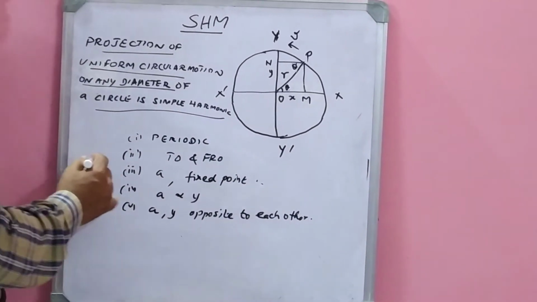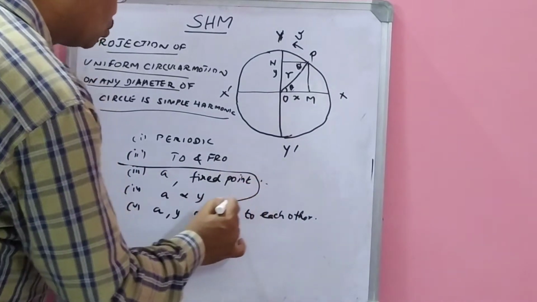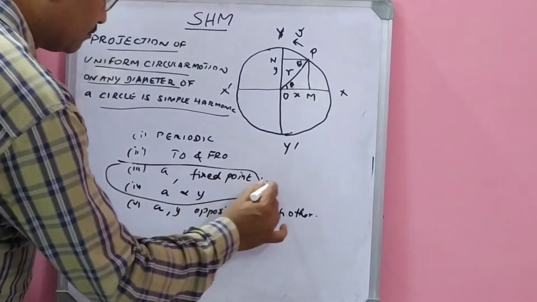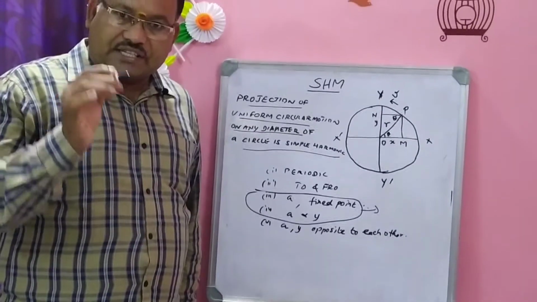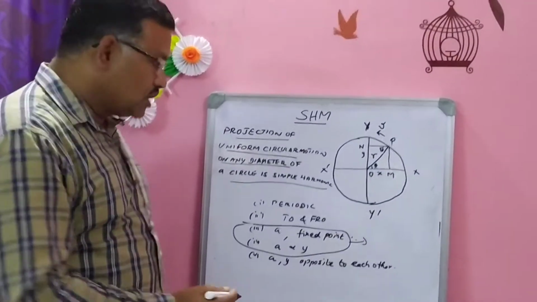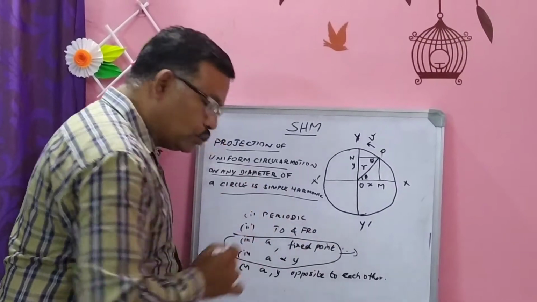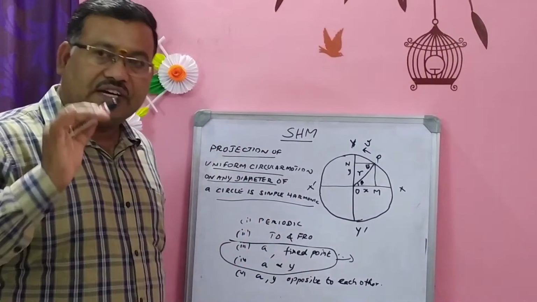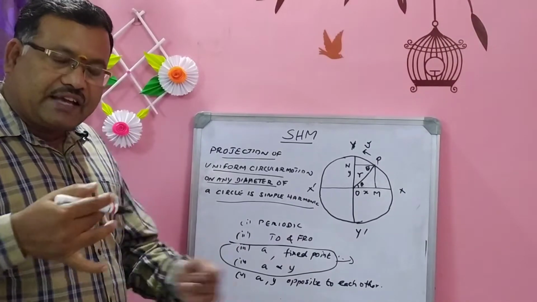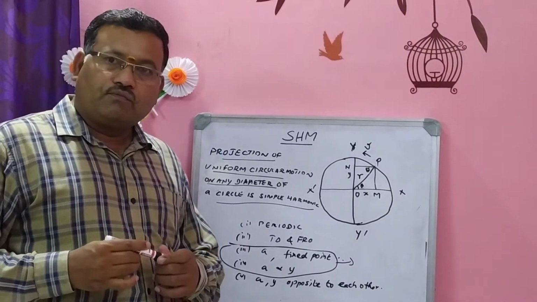Out of these five conditions, by combining these two conditions, I am going to form a definition. Simple harmonic motion is the motion of a body such that its acceleration is always directed towards a fixed point and is directly proportional to the displacement. This is called the definition. So what are the examples of simple harmonic motion?